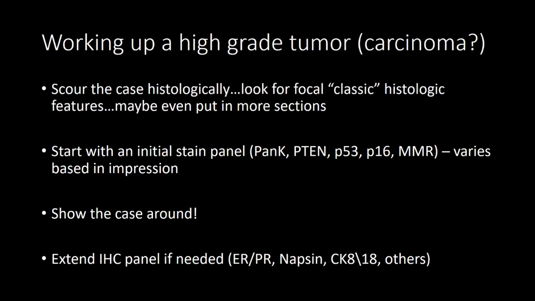And that could help. Then I'm going to start with an initial stain panel, and that's usually going to be kind of restricted, but I'm going to do things like pan-keratins, PTEN, and p53, looking for traditional endometrial cancers like endometrioid, clear cell, serous, things like that. I'm going to show the case to my friends because they'll often give me ideas that I didn't consider, because I just get lost in the forest on cases like this. And then finally, if our stains don't work, I'm going to order some more. My extended panels usually consist of things like ER, PR, napsin, CK8/18, and that's when we're starting to think about undifferentiated, dedifferentiated, and clear cell carcinoma.